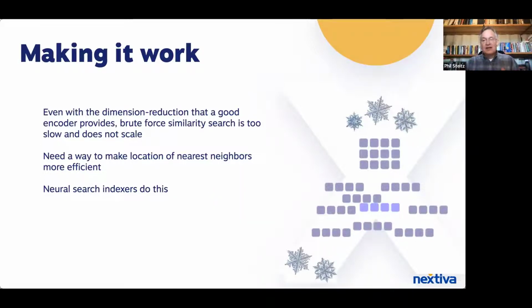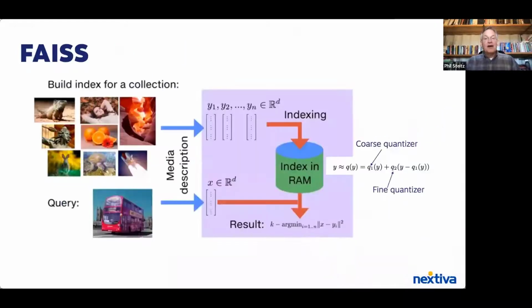So what we need is a heuristic, some kind of way that we can make the location of nearest neighbors more efficient. This is what neural search indexers do. Faiss, I mentioned at the beginning, is a really nice library that basically does that. So the picture here is exactly what I've been waving my hands about. Start with the collection that you feed into an indexer. The collection in this case is images. It could be text, it could be media, it could be any kind of crazy stuff you want to search that you can encode. The Y's are the initial encodings.